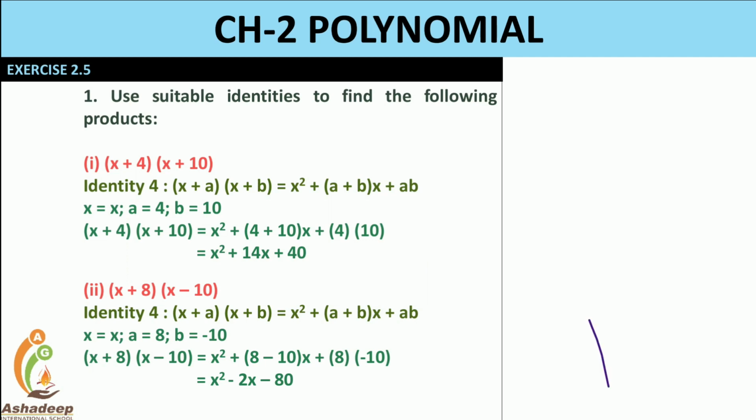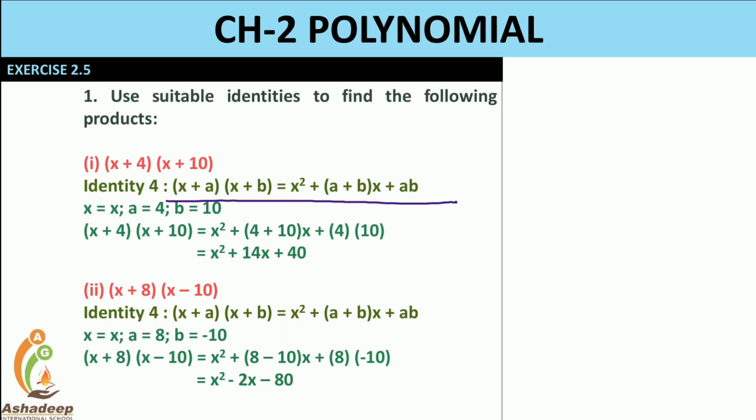In exercise 2.5, use the suitable identities to find the following products. So here it is x plus 4, x plus 10. So what identity do we use here? We use identity number 4. x plus a, x plus b is equal to x square plus in bracket a plus b into x plus a into b. Here instead of x we have x, instead of a we have 4, and instead of b we have 10.